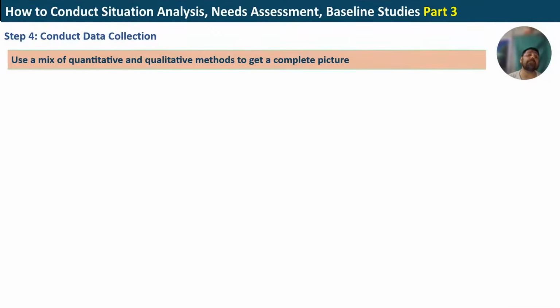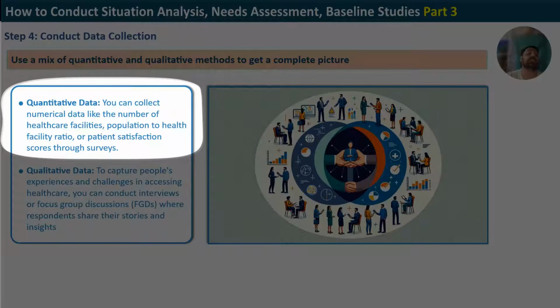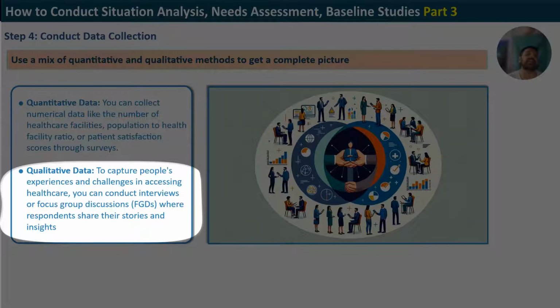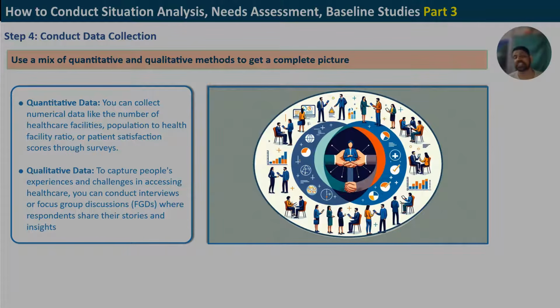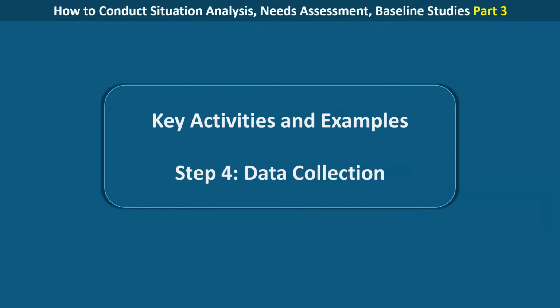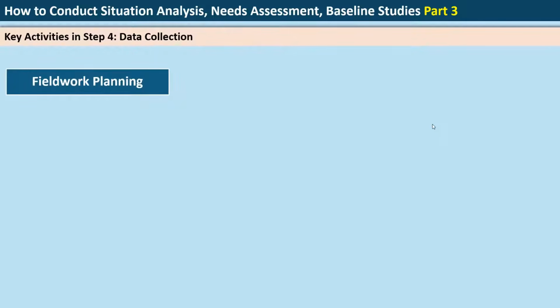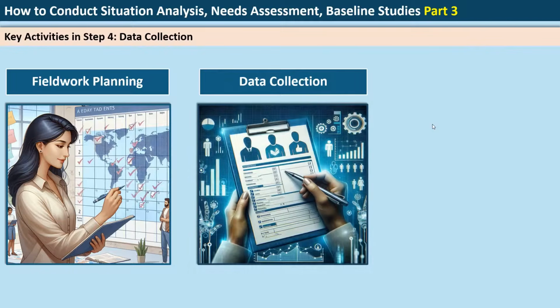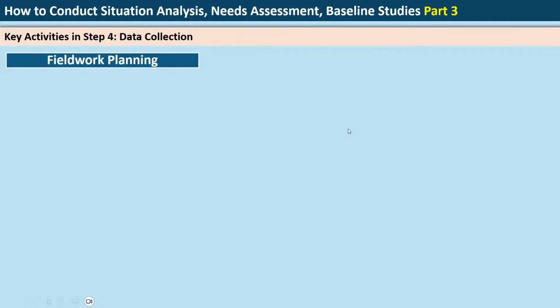You will need to use a mix of quantitative and qualitative methods. Quantitative are those surveys or interviews, and qualitative are in-depth interviews and focus group discussions. We need to use a mix of quantitative and qualitative methods to get a complete picture. Main activities in this step number 4 are fieldwork planning, data collection, and quality control. Let's discuss each activity briefly.